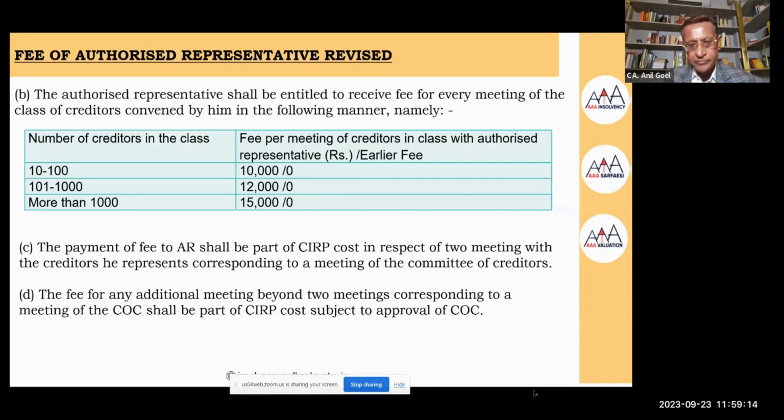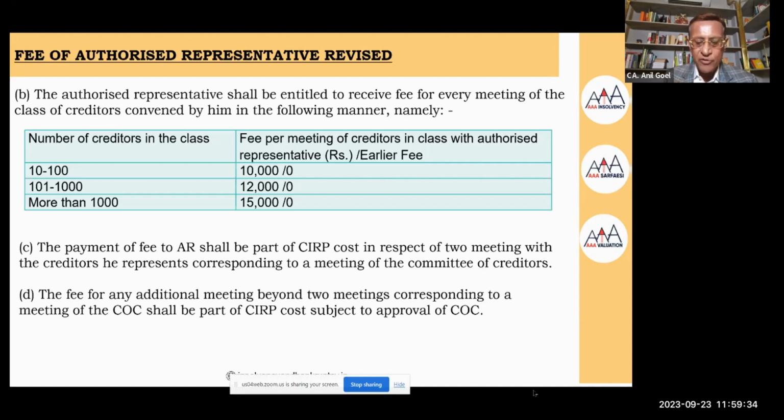And now the authorized representative job has also become lucrative. For each COC meeting, there are two meetings with the class of creditors that are admitted. One may be before the COC, one may be after the COC. So a fee of 10,000, 12,000, 15,000 is also permitted.